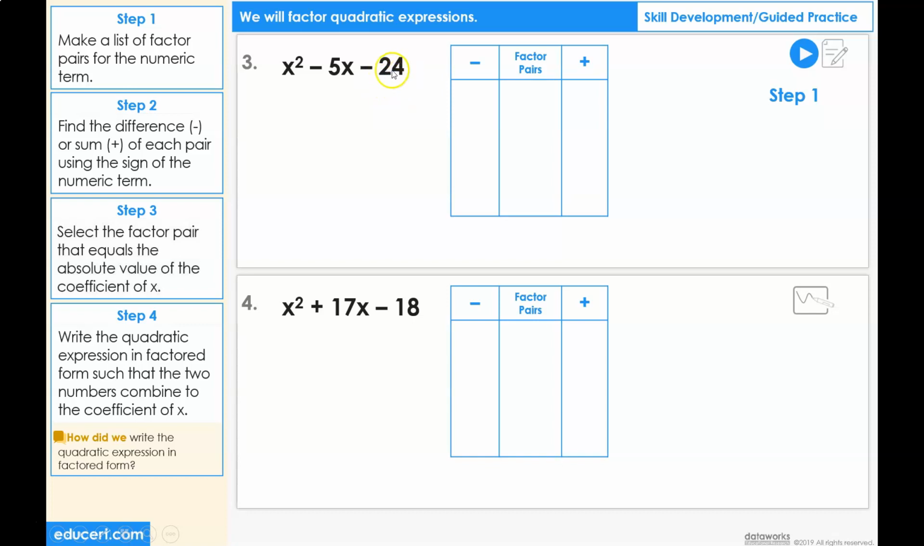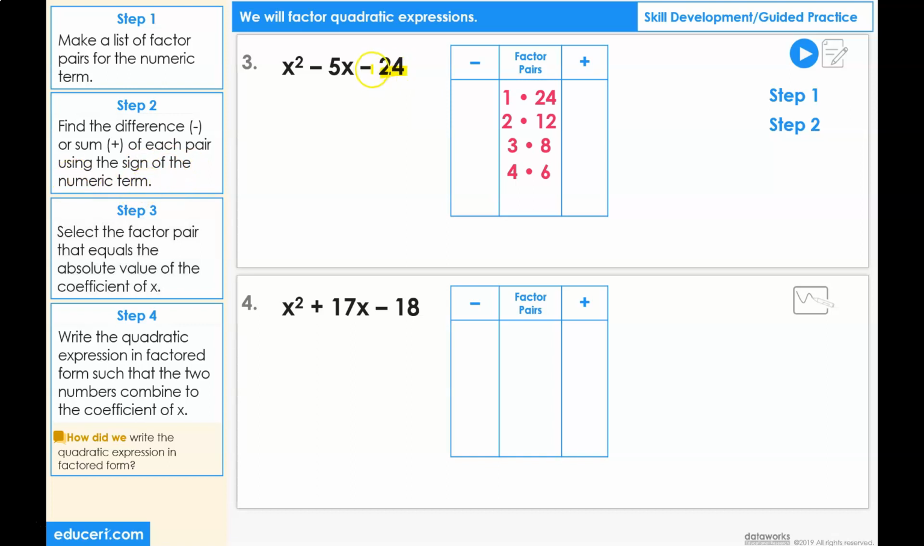The numeric term is 24, and the list of factor pairs that equal 24 are 1 times 24, 2 times 12, 3 times 8, and 4 times 6. Step 2. Find the difference or sum of each pair using the sign of the numeric term.